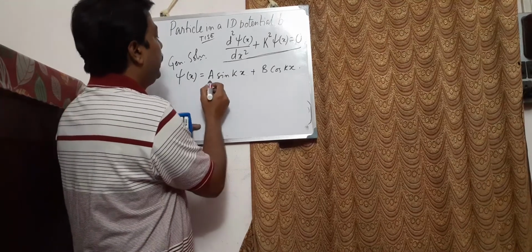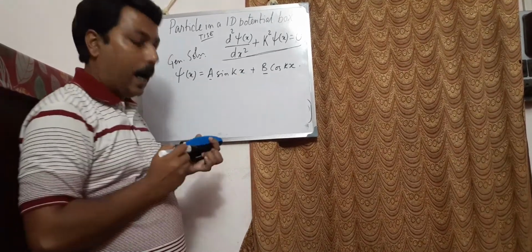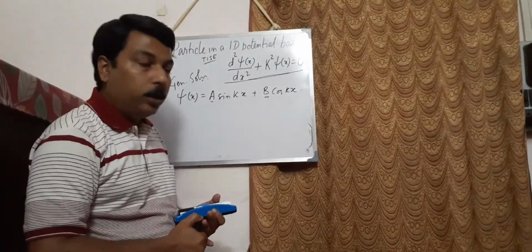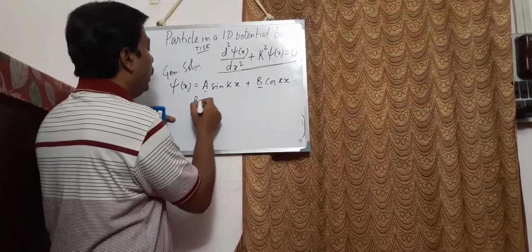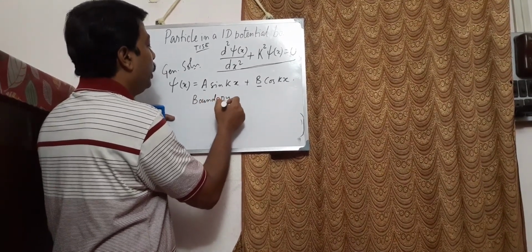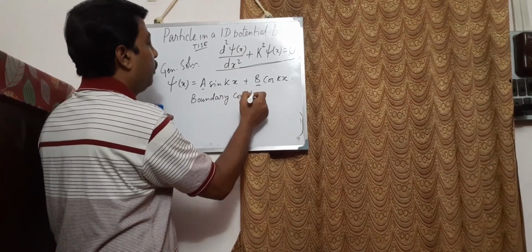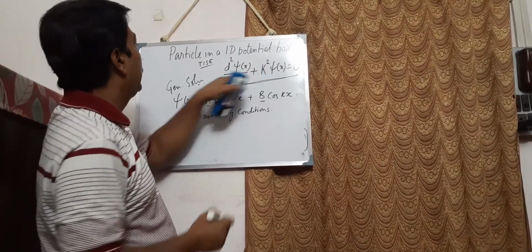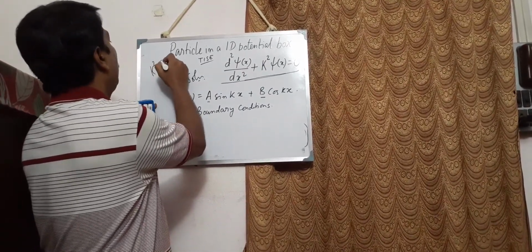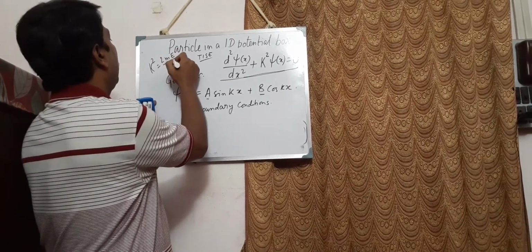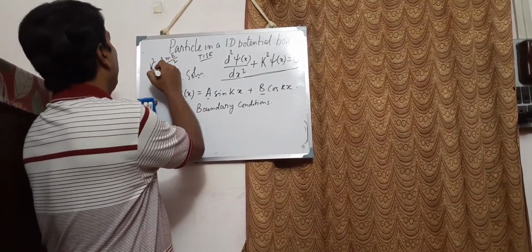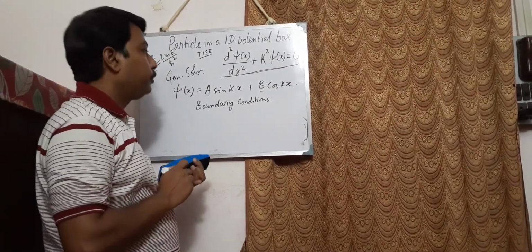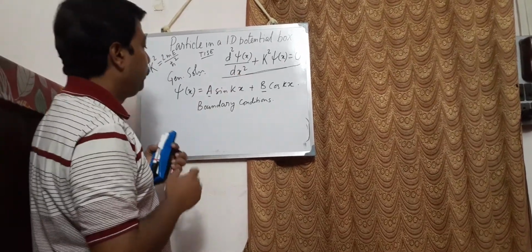Note that here this a and b, these two are arbitrary constants which we need to determine. And how to determine those? We will determine those from what we call the boundary conditions. And remember, this k here, this k² stands for 2mE by ħ². This is what we have replaced as k². So what are our boundary conditions? We need those to determine this a and b.